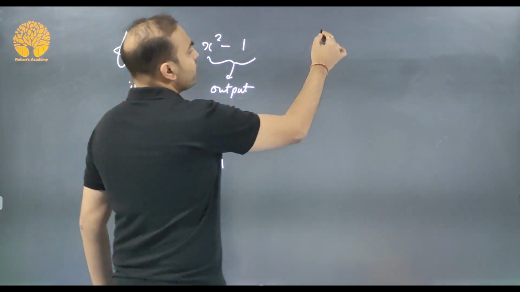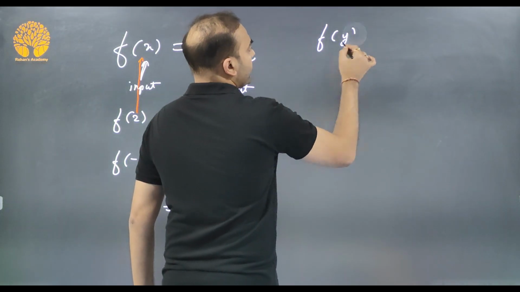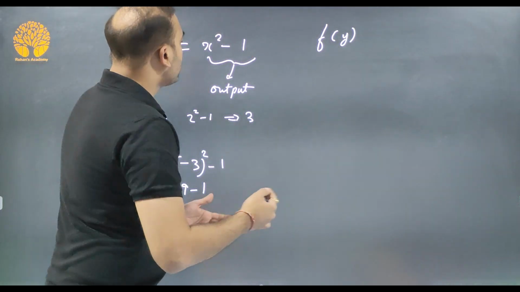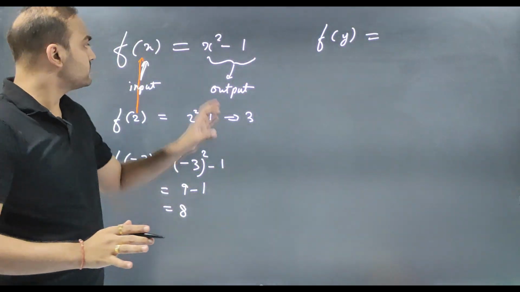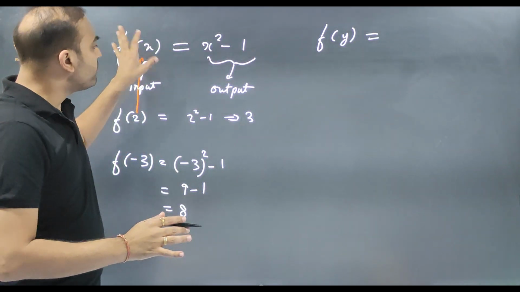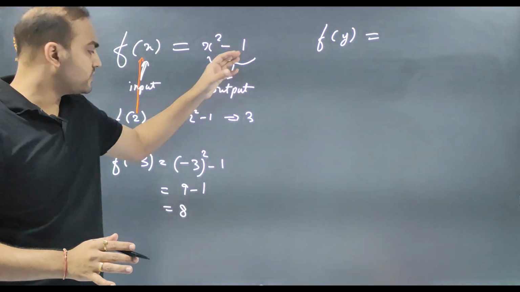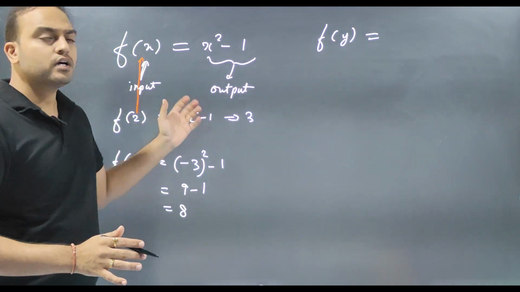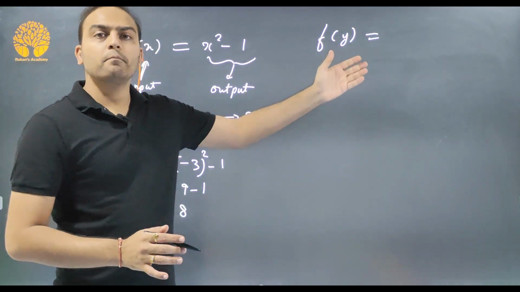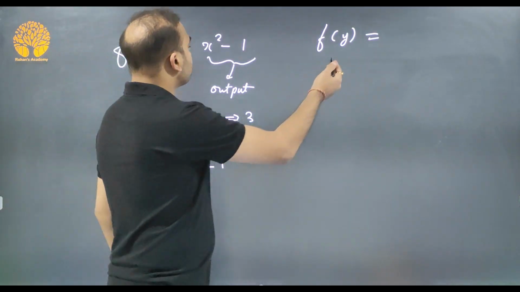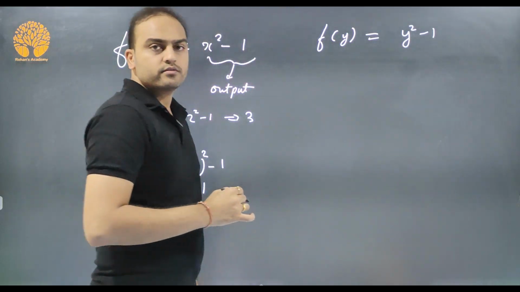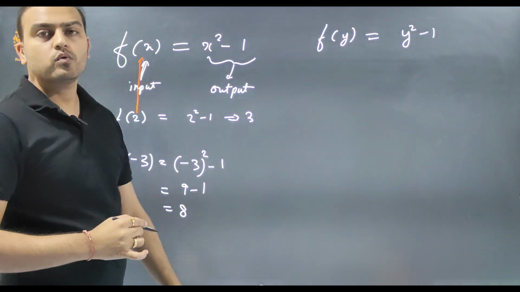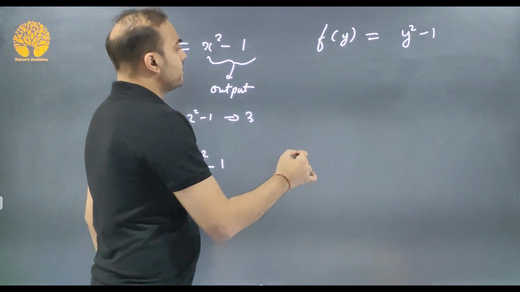Moving on. See if we want to find f of y. Okay, so what is f of y? So again, nothing changes. The function remains the same, input remains the same, output remains the same. Instead of numbers, now I just have a variable, but I treat the function the same way, right? In place of x, again you substitute y. So f of y becomes y square minus 1, right?